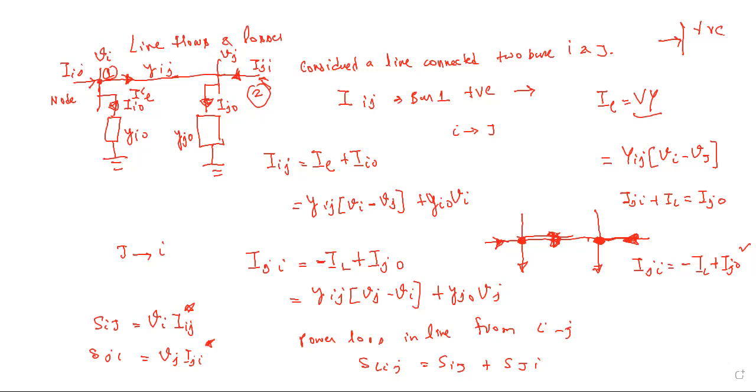Now let's take a problem wherein I have a generator, which is connected to bus one. This is my bus one, which is connected with the impedance value Z equal to 0.02 plus j0.04. And at bus two, just check the flow of power. From bus two the flow of power is like that. So it is going away from the bus.